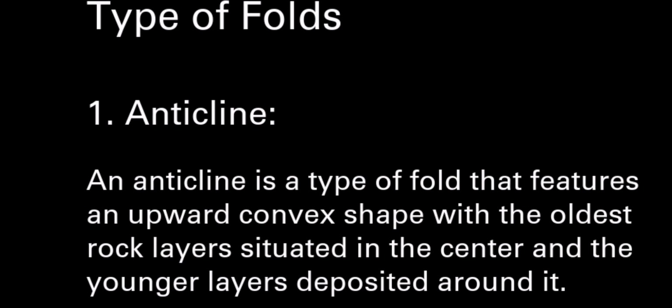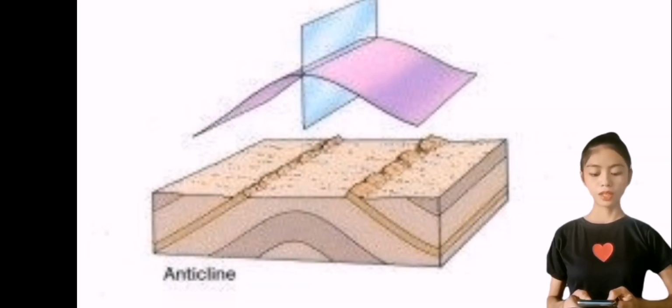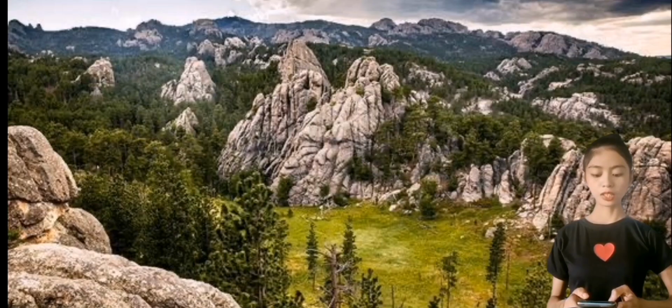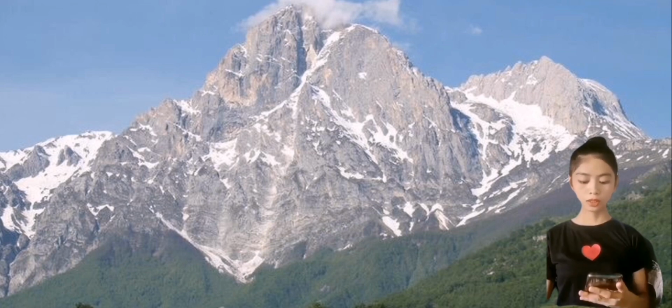Anticline. An anticline is a type of fold that features an upward convex shape, with the oldest rock layer situated in the center and the youngest layers deposited around it. Formation. Anticlines occur due to compression force causing the rock layers to buckle and fold upward. The outer layers of the fold dip away from the center, and the slope becomes steeper toward the core. Example, the Black Hills in South Dakota, USA, and the Apennine Mountains in Italy.